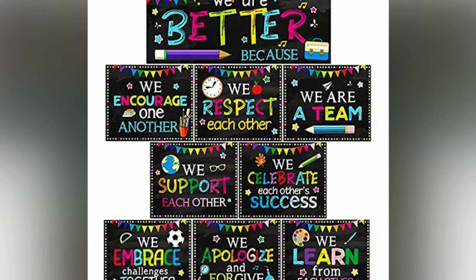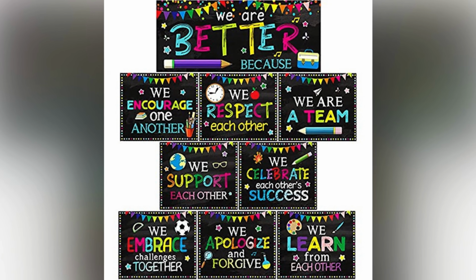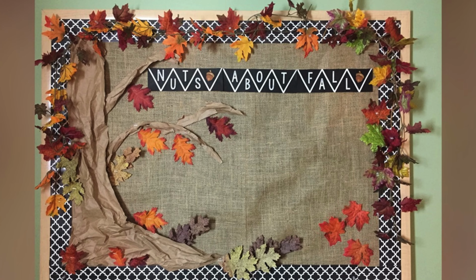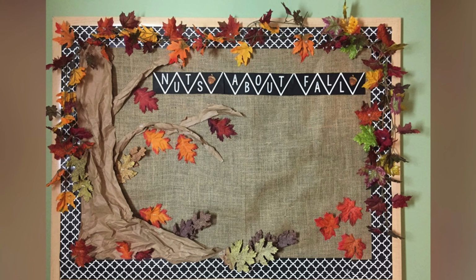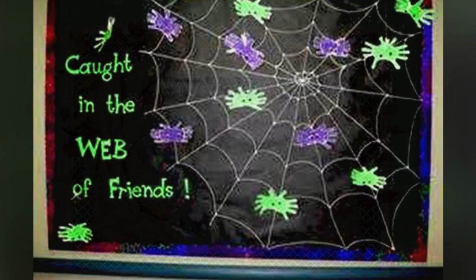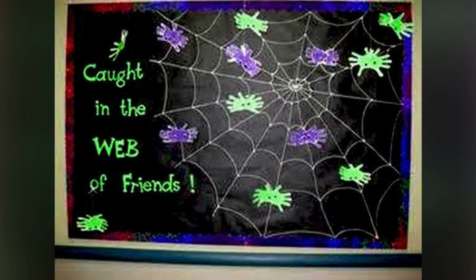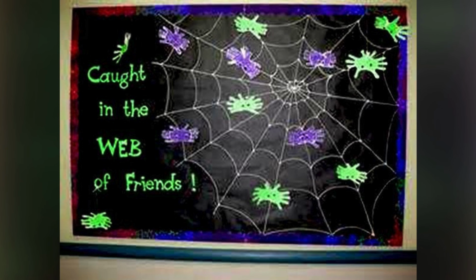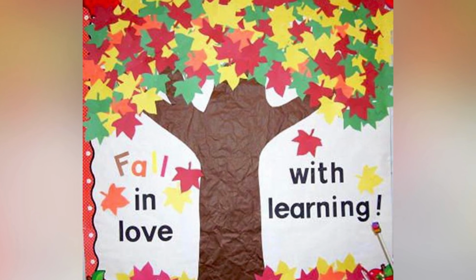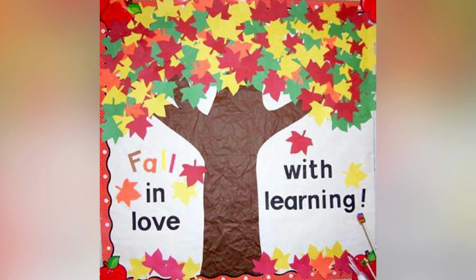Collaborative art. Have each person create a small piece of fall-themed art, a leaf, acorn, or pumpkin, that can be added to the board. Once assembled, the board becomes a collective expression of the group's creativity. Shared messages. Encourage students or colleagues to write messages or share their favorite fall memories on index cards. These can be posted on the board, adding a personal and communal touch to the display.